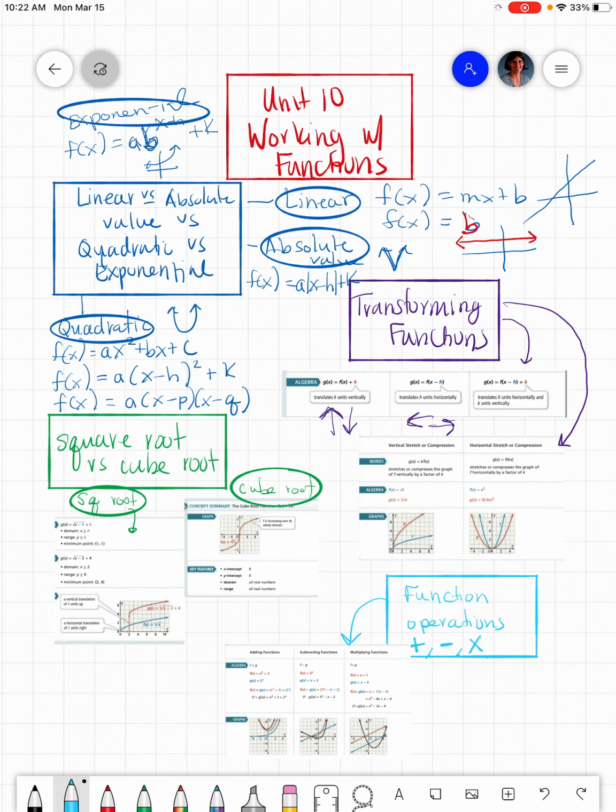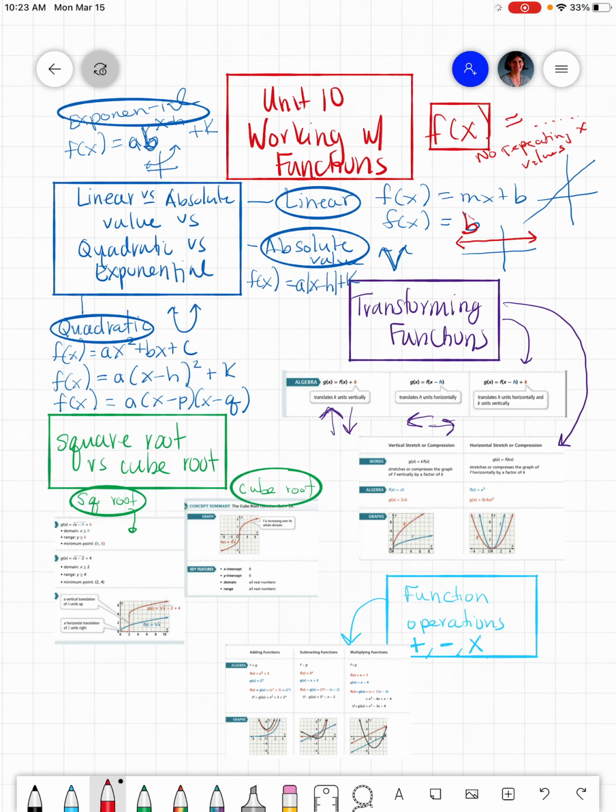Remember that a function is just simply notated as f of x, so f of x equals something over here, and the something over here has to make sure that there are no repeating x values. So that's what makes it a function, and we're going to work with all the ways in which we can deal with this f of x.